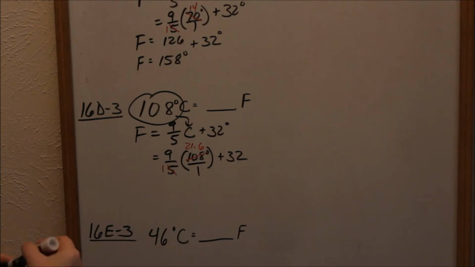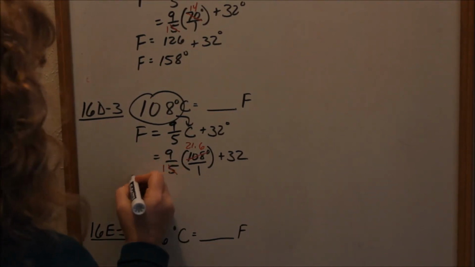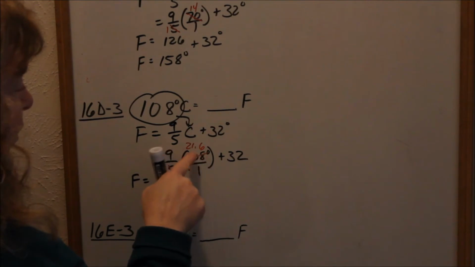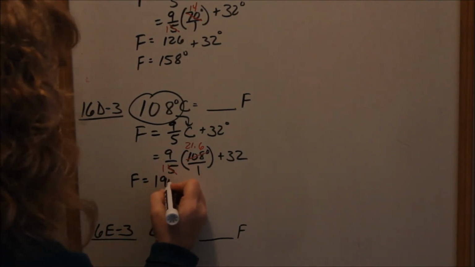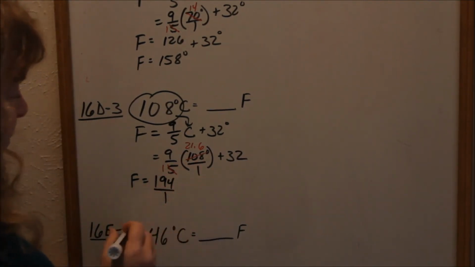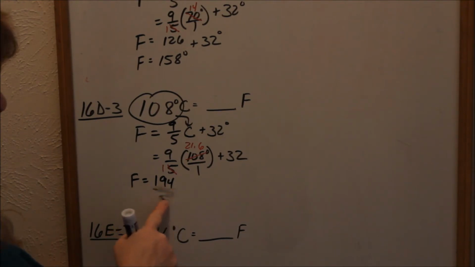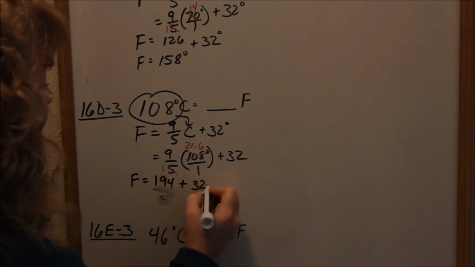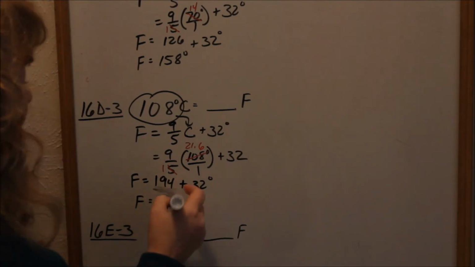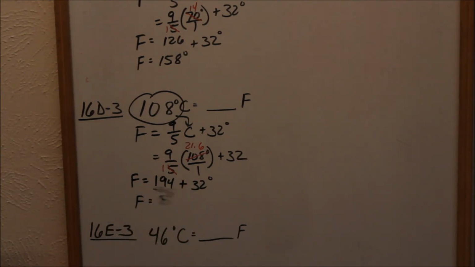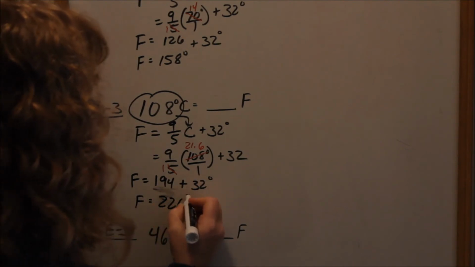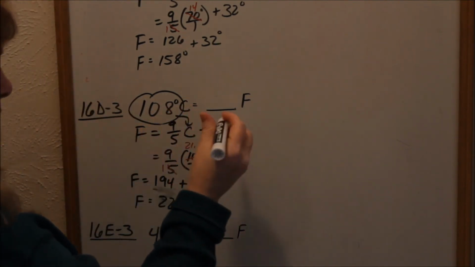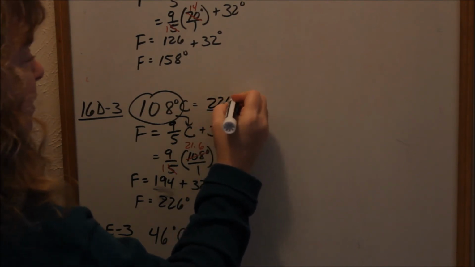Okay? So then when you multiply fractions, you multiply straight across. 9 times 21.6. So that's 194, and that would be divided by 1, but 194 divided by 1 is still just 194, plus your 32 degrees. So now you add your 32 degrees to your 194, and that comes out to 226 degrees Fahrenheit. So 108 degrees Celsius is 226 degrees Fahrenheit.